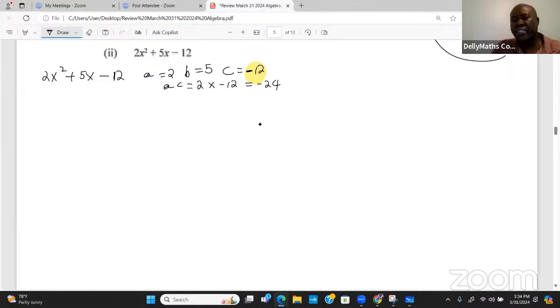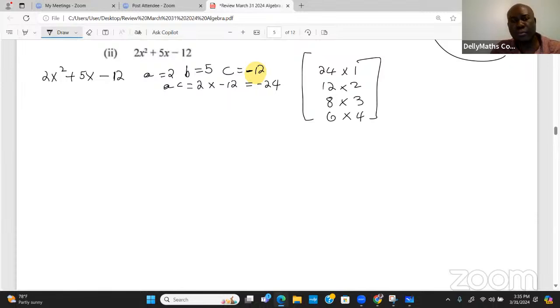Let us list all the factor pairs of 24. So the factor pairs of 24 are as follows. 24 times 1, 12 times 2, 8 times 3, 6 times 4. So these are all the possible numbers that can multiply to give you 24 in this way. So we want one of these pairs such that when you add them, you will get 5, but when you multiply them, you get your negative 24. So if you're thinking of 3 and 8, we want to isolate our 3 and our 8.